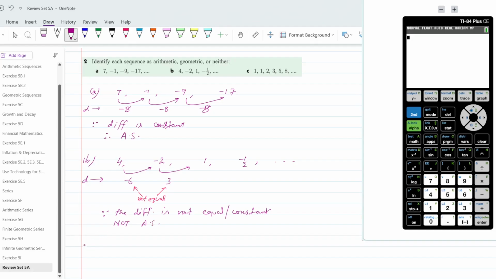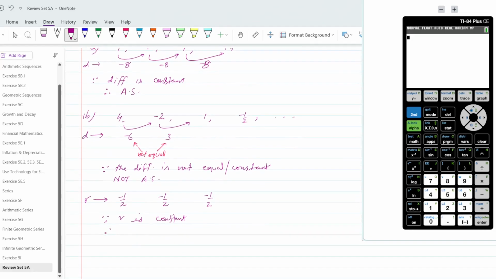Now we need to check for the geometric sequence. So we can say the common ratio R is U2 divided by U1, that is going to be -1/2. U3 divided by U2, that is again going to be -1/2. U4 divided by U3, that is again going to be -1/2. Now since R is constant, hence we can say it is a geometric sequence.